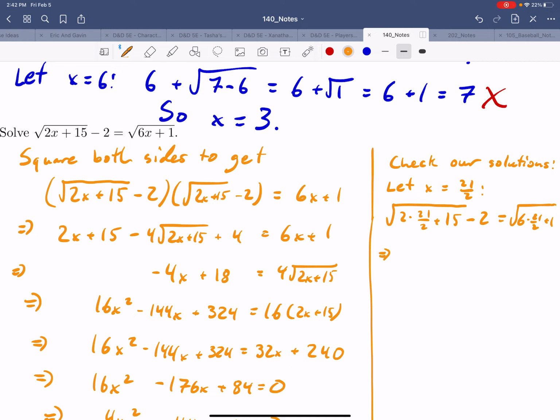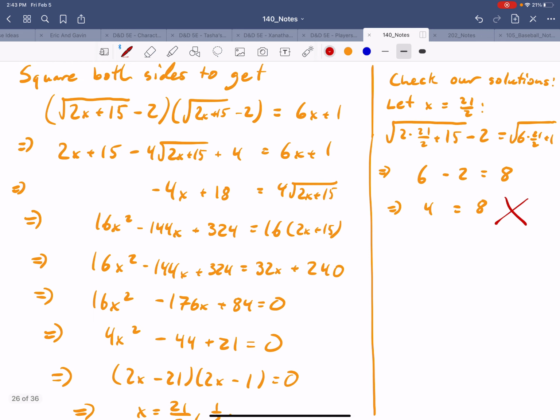All right, well, this is going to imply that we get the square root of 21 plus 15. That is 6, minus 2 equals, okay, 6 times 21 over 2. I mean, 3 times 21 is 63. I think it's going to give us 8. This implies that 4 equals 8, which is nonsense. So maybe we should try the other one.